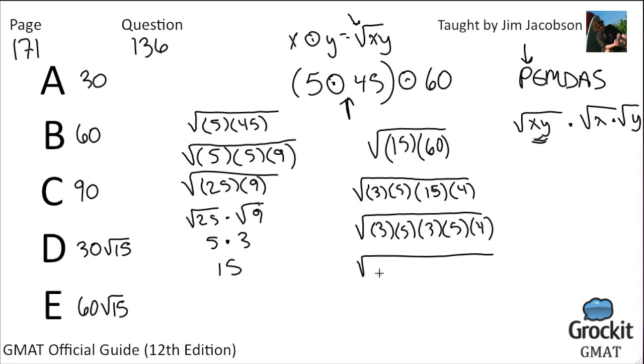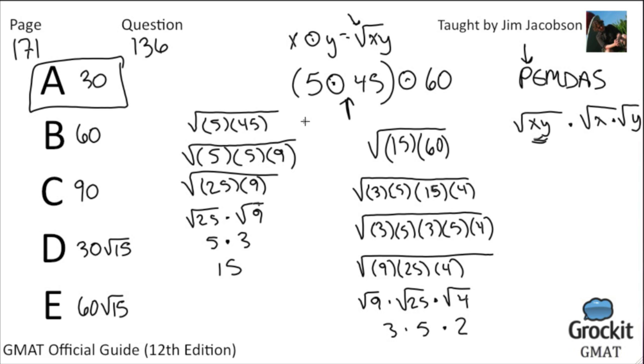I probably don't need to do this intermediate step, but I want to make it clear for people who have more trouble, who have less recent experience with these exponents. 3 times 3 is 9, so we have a 9 in there, we have a 25 in there, and we have a 4. Those can be separated out. We have the square root of 9 times the square root of 25 times the square root of 4, which then gives us 3 times 5 times 2. 5 times 2 is 10, times 3 is 30. Answer choice A gets us more points on the GMAT.